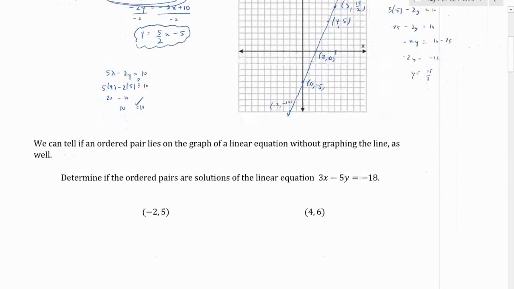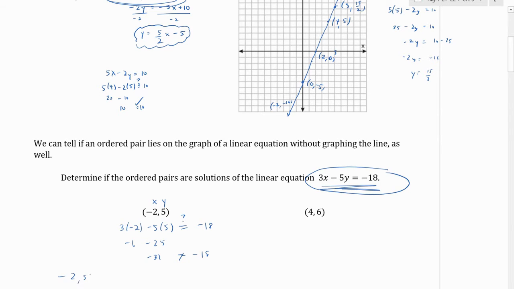And we also learned, without drawing a picture, we could tell if a point's on the line, if this ordered pair is a solution. Because we'll just do what we just tried. If I plug into 3x minus 5y equals negative 18, so 3 times the x minus 5 times the y, does that equal negative 18? It does not. Okay, so negative 2, 5 is not a solution of 3x minus 5y equals negative 18.